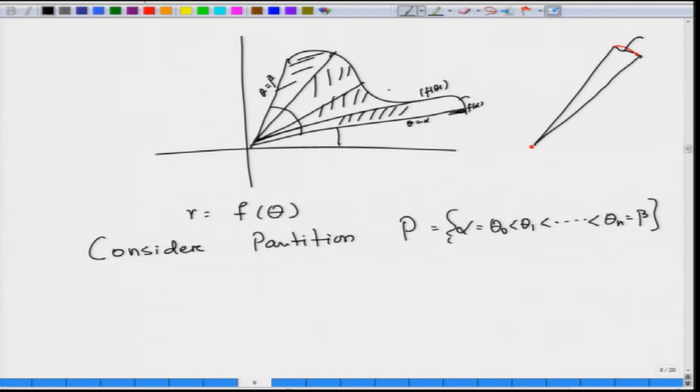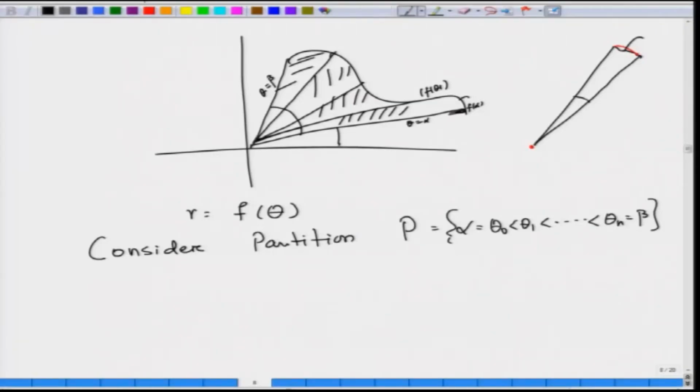like this. So, the radius is going to be f of theta, so the area of the entire circle is going to be pi f of theta square. Now, this angle is theta i minus theta i minus 1. So, now what will be the area of this portion?